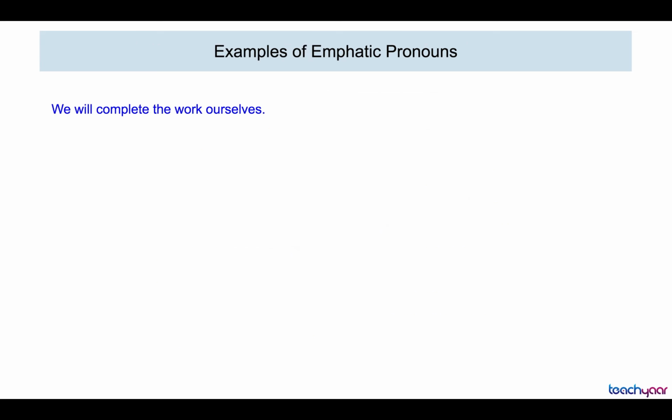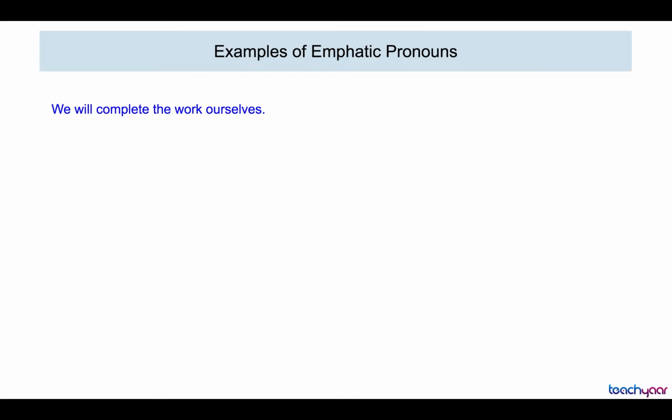So now let's take up a few examples of emphatic pronoun. Now this will make it very clear what we have understood so far. See the first sentence. We will complete the work ourselves. Now, first of all, to know whether there is an emphatic pronoun, you have to see whether there is any pronoun which has self or selves in it. So we have the pronoun here, ourselves. We will complete the work ourselves.